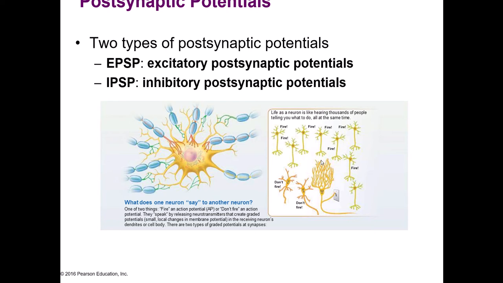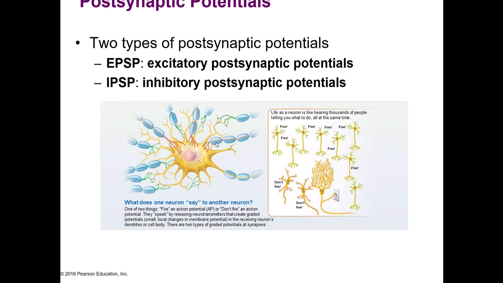So there are two types of possibilities on that postsynaptic cell. And you can see we have this particular neuron here. It's not getting just information from one other neuron. It's literally getting information from a ton of other neurons. And it's really the cumulative effects of all of these different messages that then results in what we call an EPSP or an IPSP, an excitatory postsynaptic potential or an inhibitory postsynaptic potential.